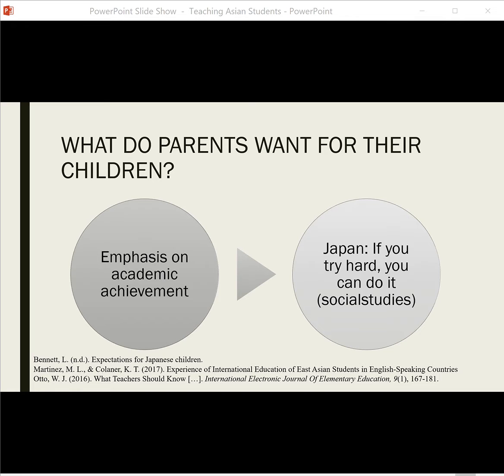In Japan, they specifically teach their children at a very young age that if you try hard, you can do it. So that goes back to the emphasis. They relate that to the emphasis on academic achievement. That says if you can try hard, then you can do it, and we expect you to do it then.